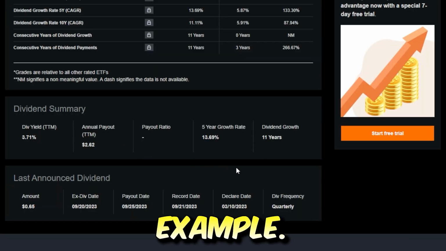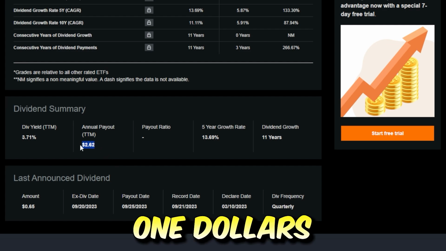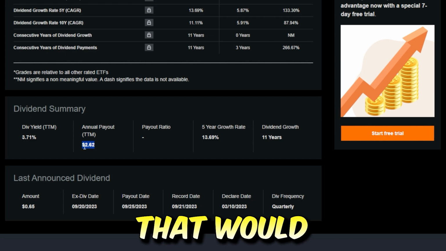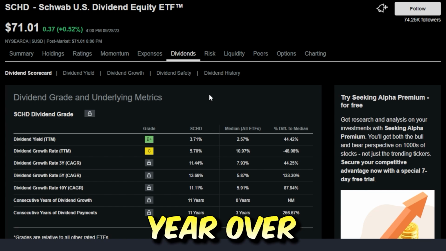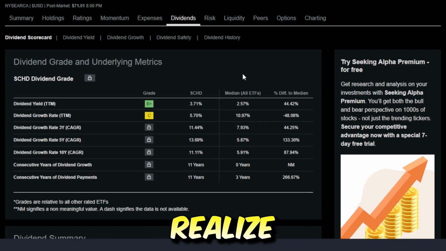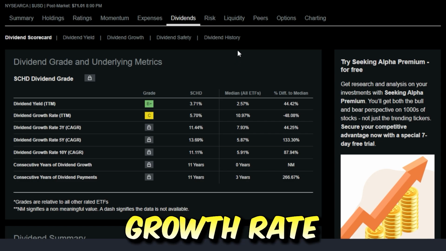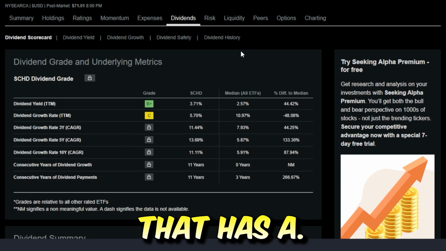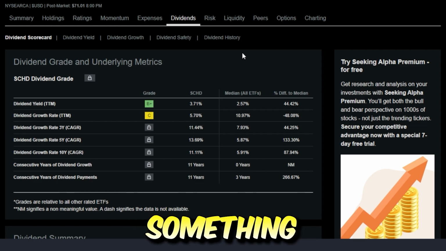So let me give you a quick example. If SCHD, for example, paid out $1 in dividends last year, and this year let's say it paid out $2 in dividends, that would be a 100% growth rate. Or in simple terms, your dividend would be doubled year over year. Over time, you're going to realize that a lot of different stocks across the market, as well as ETFs, have a dividend growth rate of somewhere around maybe 1, 2, 3, maybe 4 or 5%. And personally, a good rule of thumb is that anything with a long-term dividend growth rate north of 5% is definitely something that should get your attention.